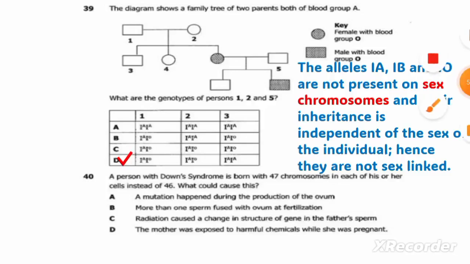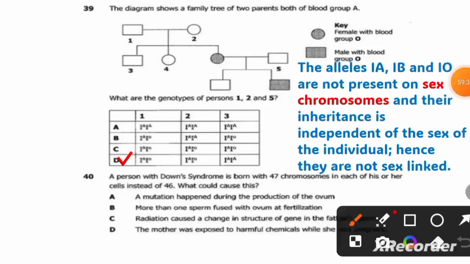For argument's sake, let us use 3 instead of using 5. We are going to use 3. So if we do crossings, we have heterozygous blood group A, and we also have heterozygous blood group A.